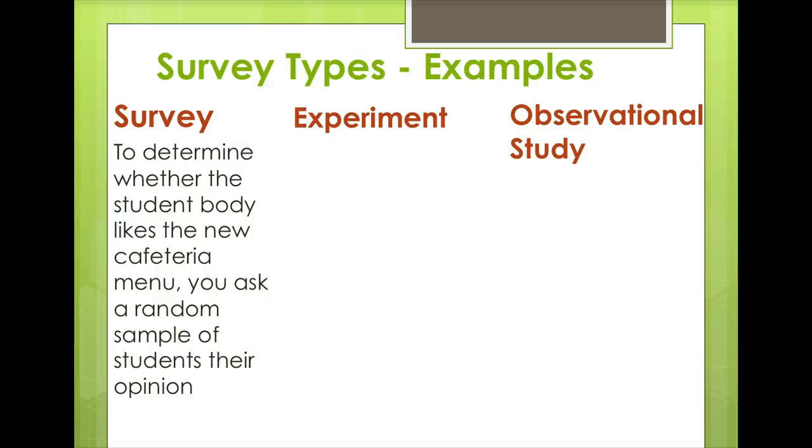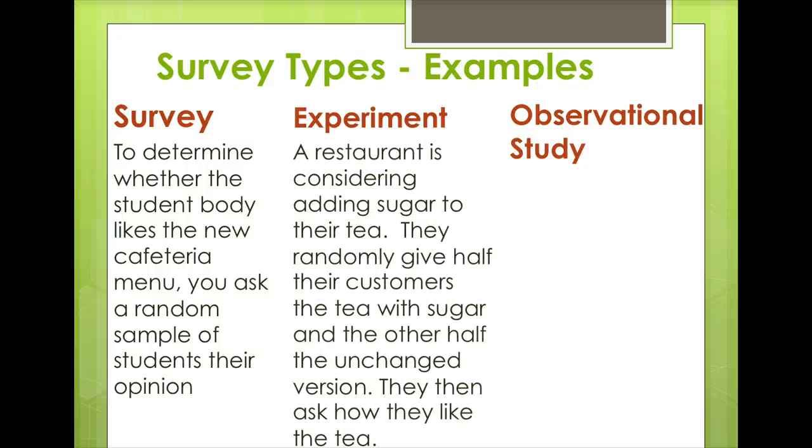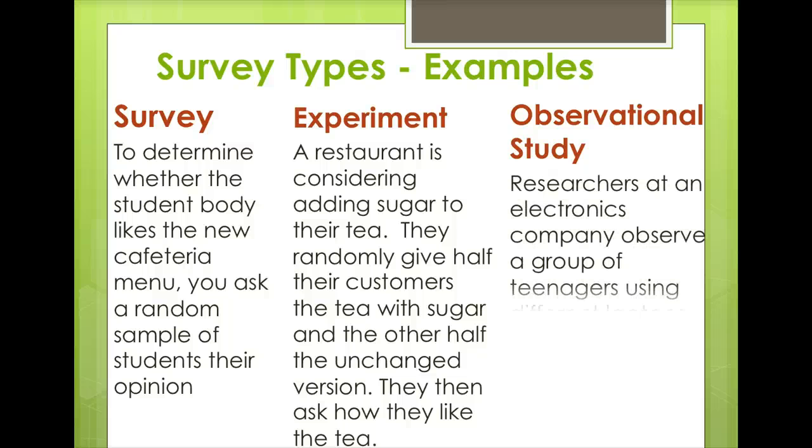Here's some examples. So here's an example of a survey. To determine whether the student body likes the new cafeteria menu, you ask a random sample of students their opinion. An experiment. A restaurant is considering adding sugar to their tea. They randomly give half their customers the tea with sugar and the other half the unchanged version. Then they ask how they like the tea. In an observational study, researchers at an electronics company observe a group of teenagers using different laptops and note their reactions. Do they seem frustrated? Do they seem excited? Does it seem easy to use?